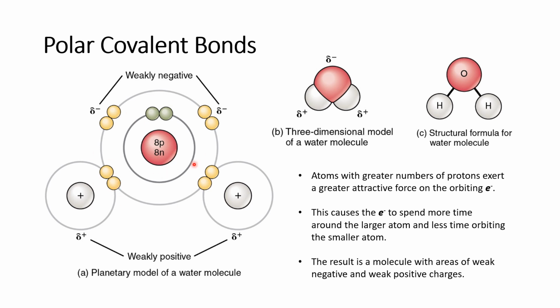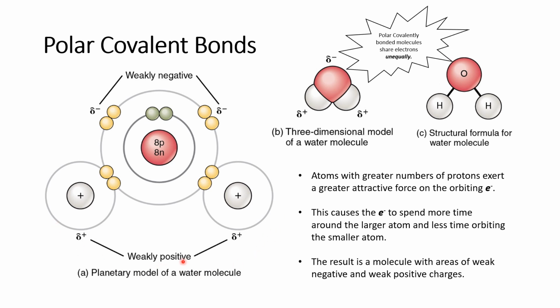Remember, electrons are flying around these shells very fast. At any given point in time, there's going to be more electrons favoring the oxygen side of the molecule than there are on the hydrogen side of the molecule, making this end weakly negative. There's the little symbol for weakly, and this end of the molecule weakly positive.